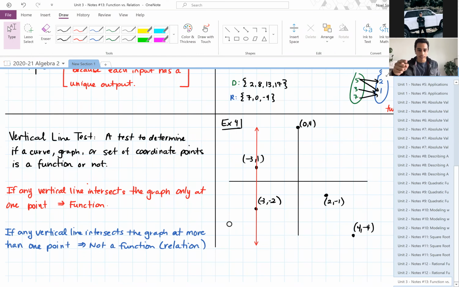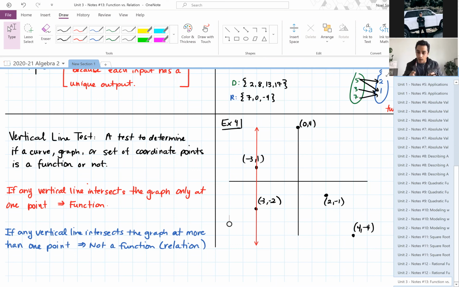Look at the coordinates. -3 is the input. And what do you notice about the outputs? They have different outputs, exactly, right? So imagine you created a mapping. -3 first goes to 1, and then -3 goes to -2. -3 is going to 2 different outputs, right? And why does that create a problem? Now we see it visually, right?